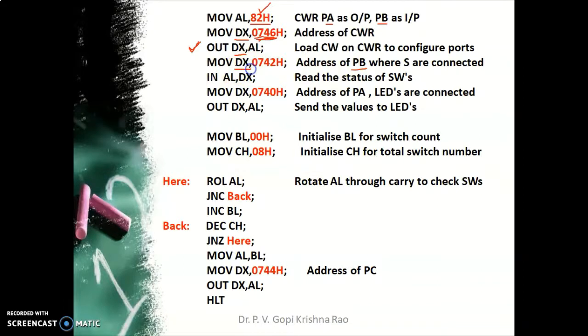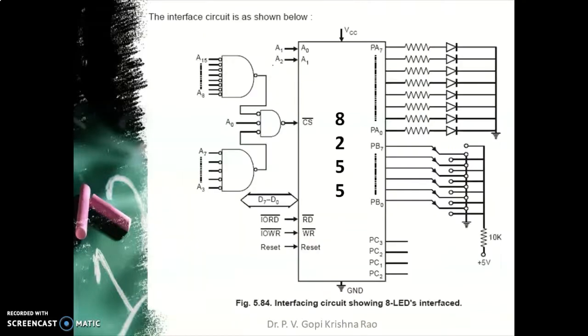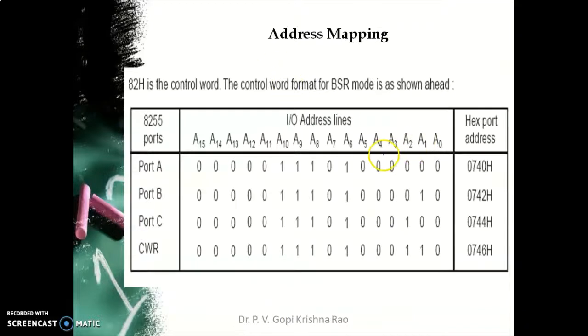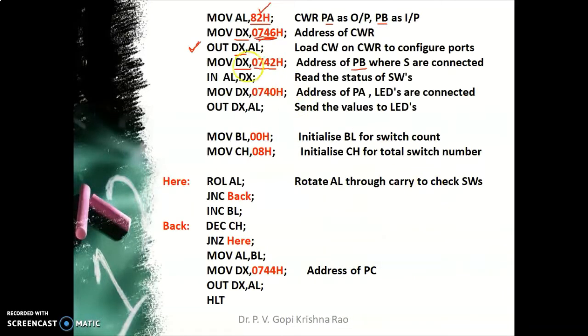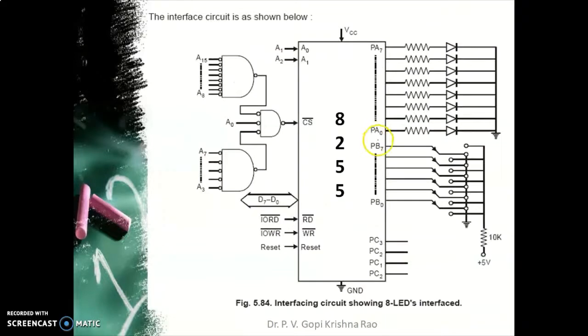So now the DX register is loaded with the address of port B. What is the address of port B according to the address mapping? 0742 is loaded, and now, as you have to get the data from the switches, instead of using the out instruction we use in AL comma DX. So if the switch is on, a value of 1 is stored, and if the switch is off, a value of 0 is stored in the AL register. The switch conditions are read.